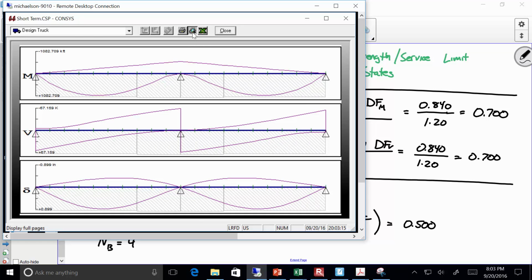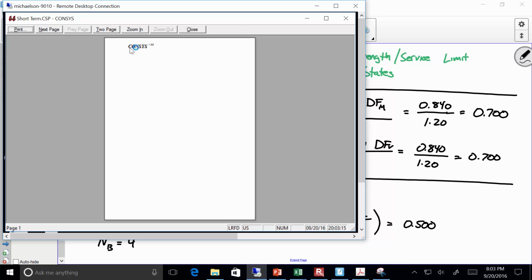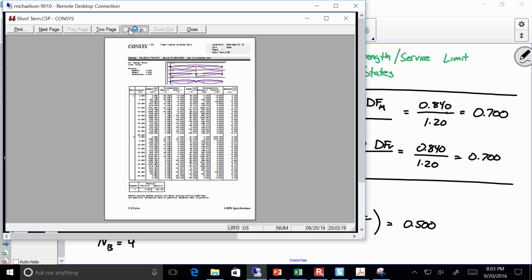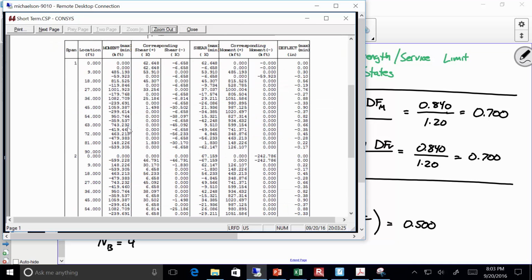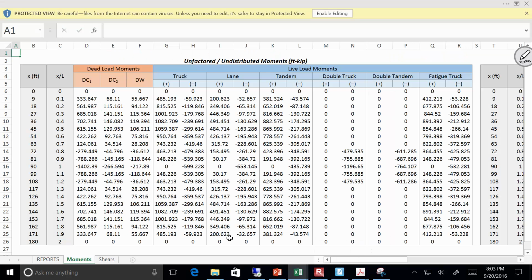So I go to loads, view results. I can look at a report, and it's generating the report. If I zoom in, you can see all my moment envelopes. If I look at a given location, let's say 36 feet over from the edge, I have a maximum positive moment, a maximum negative moment, a maximum positive shear, and a maximum negative shear. All I did is take those values and dump them into Excel, and it looks something like this. I just prettied it up for our use.